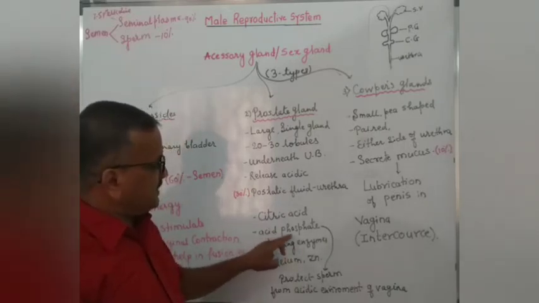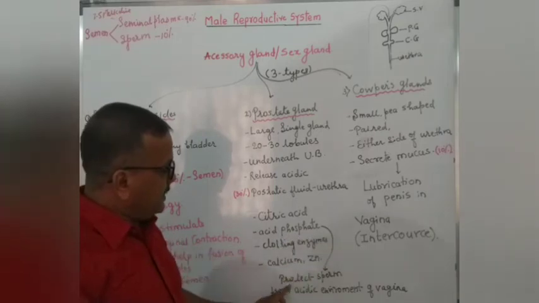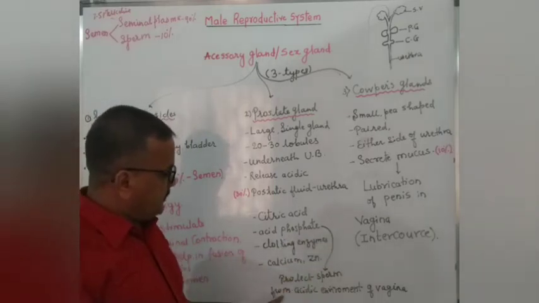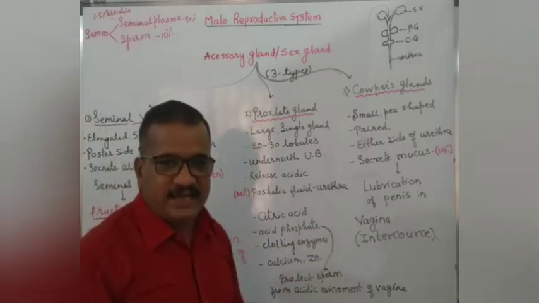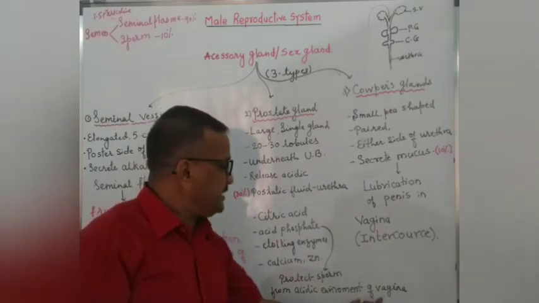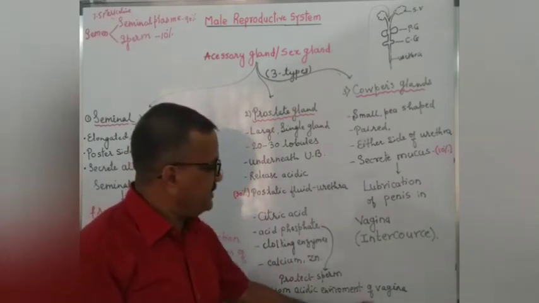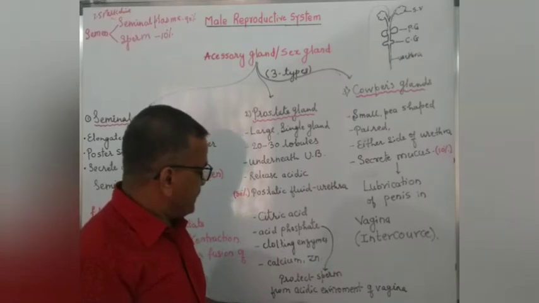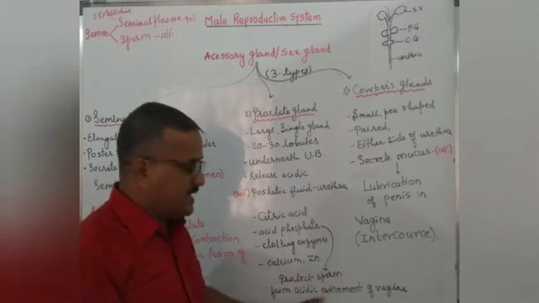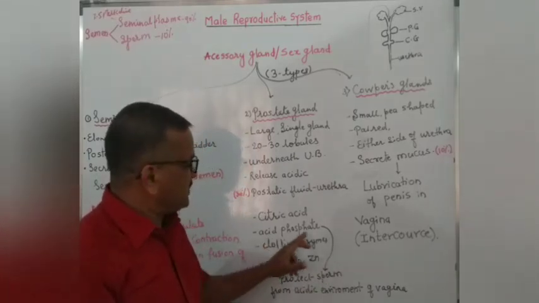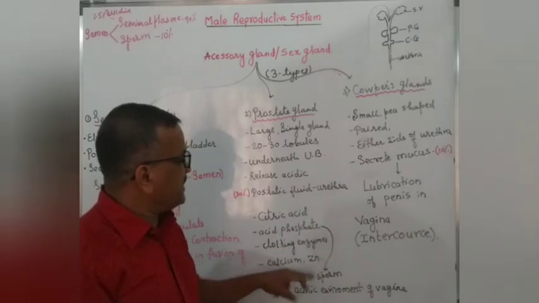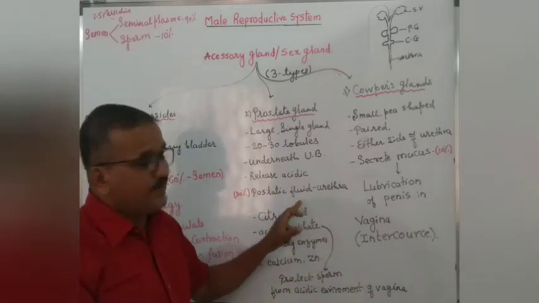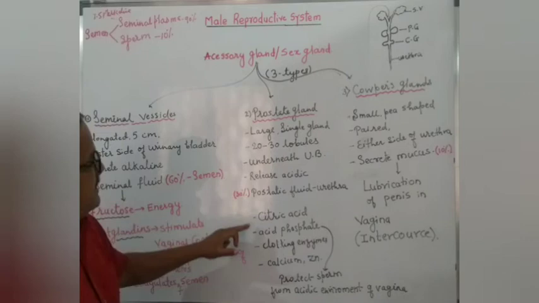This acid phosphatase plays an important role in protecting the sperm from the acidic environment of the vagina. So an acidic nature is present in the vagina, and to protect the sperm from this acidic environment, acid phosphatase is present in this prostatic fluid. So this is about our prostate gland.